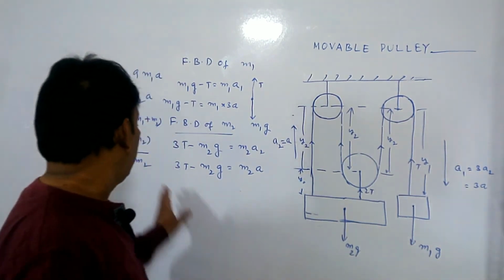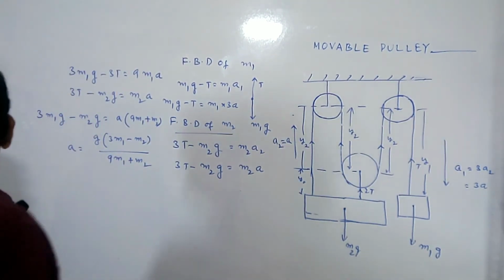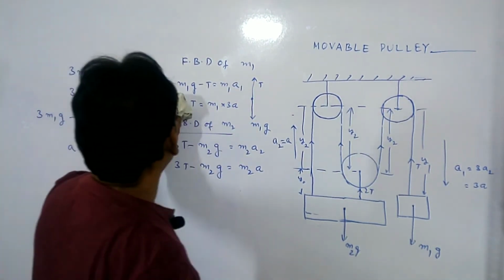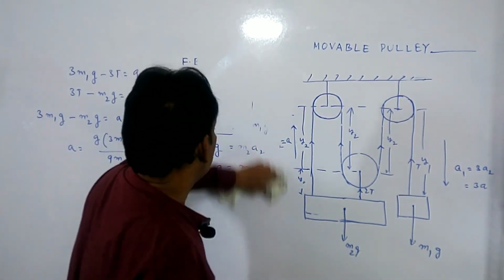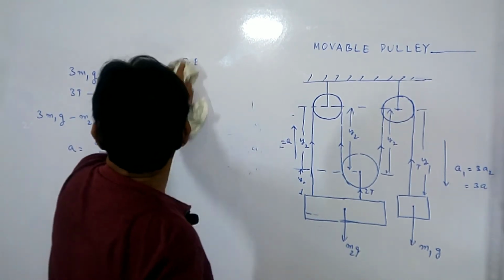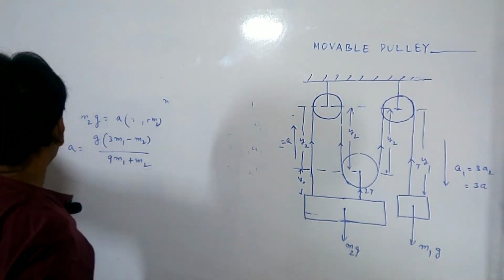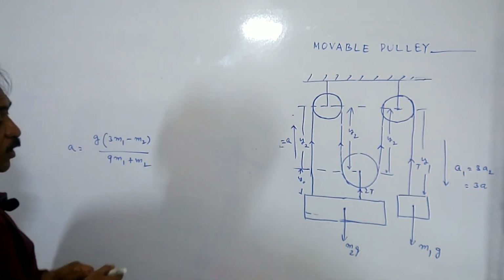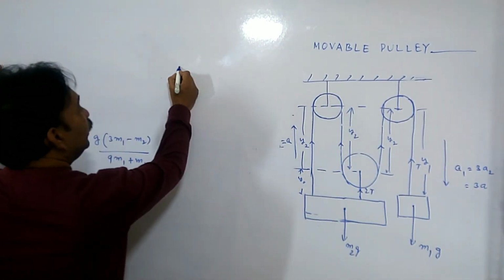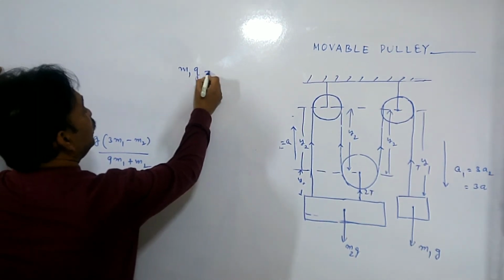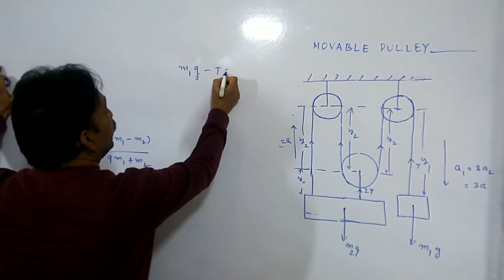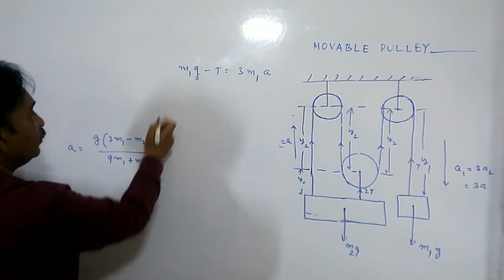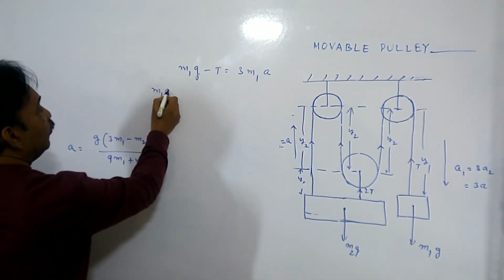Okay, students, in this way we found the acceleration of the system. Let's find the tension. Okay, students, you know that m1g minus t is equal to 3m1 into a. Already we did this. We are substituting that value.